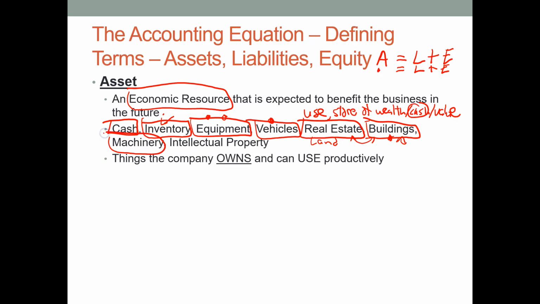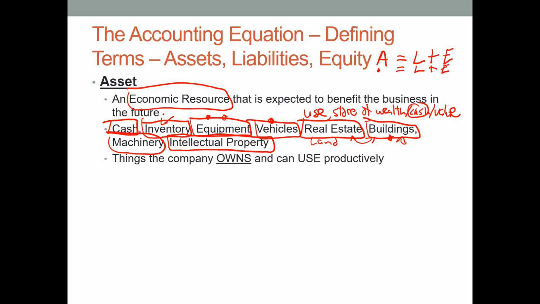Machinery, similarly to equipment. And another type of intangible asset is called intellectual property. It's called intangible because intellectual property assets like patents and copyrights don't exist in the physical world, but they do have economic value to your business.